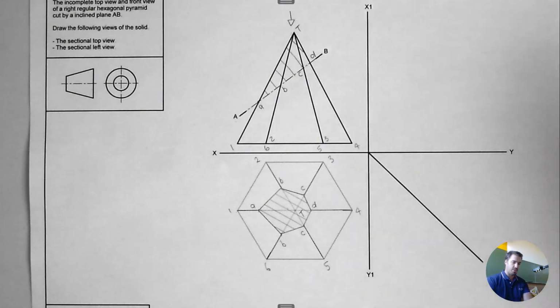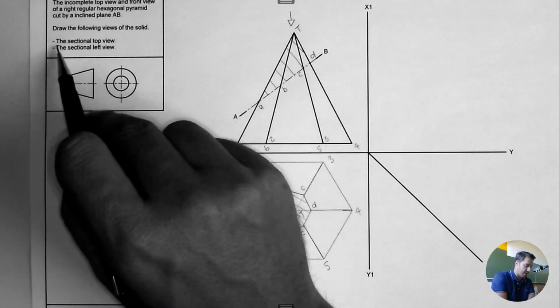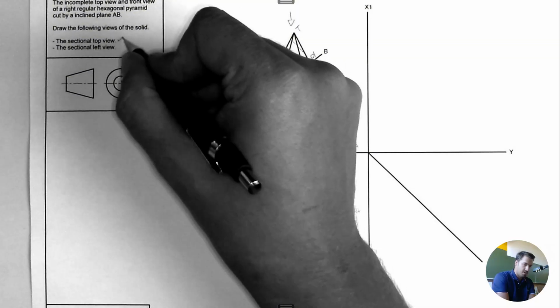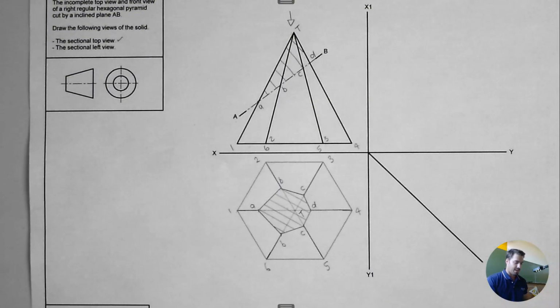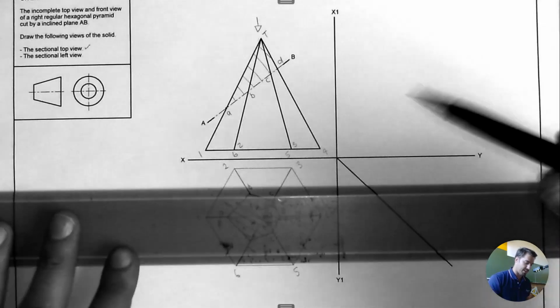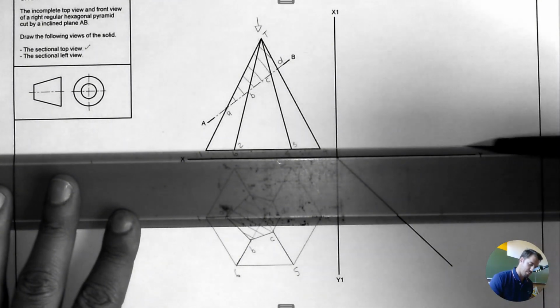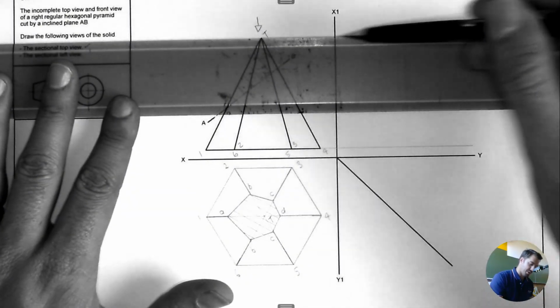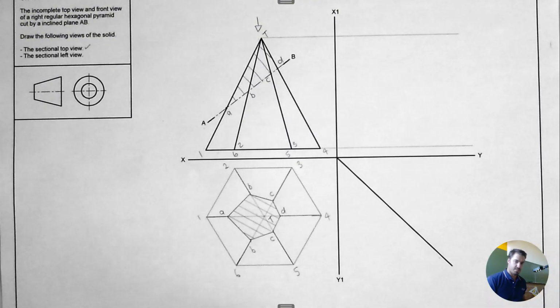Alright, so that would be your top view done and dusted. So now you can say the sectional top view is finished. For the left view, we are going to project the base, which is the lowest point, and then the apex point, top, over to the left side.